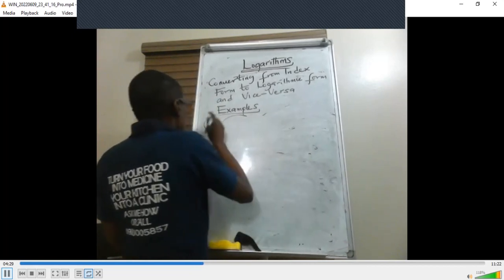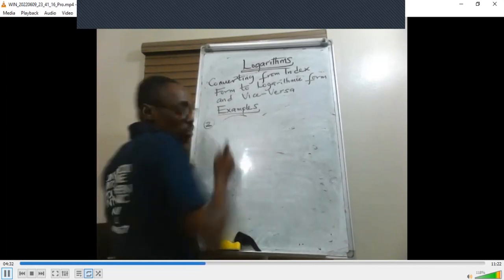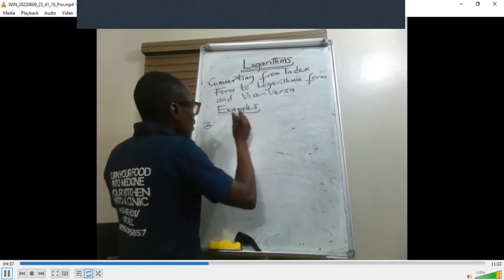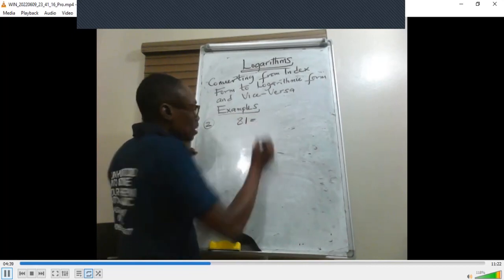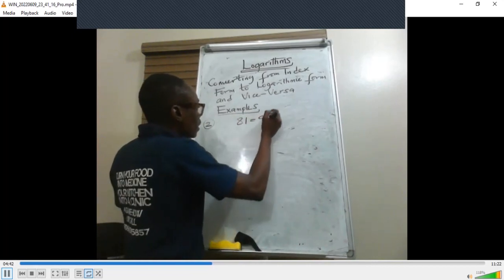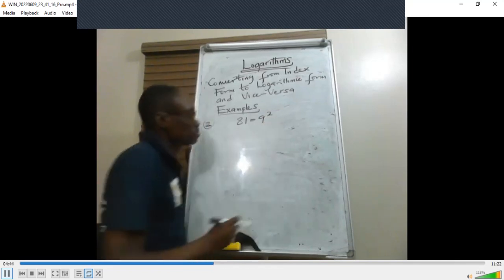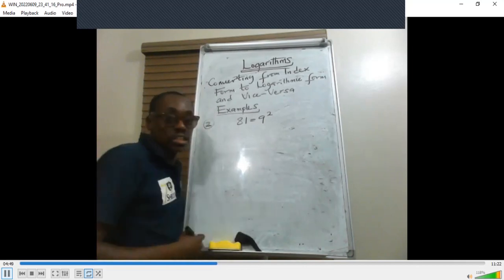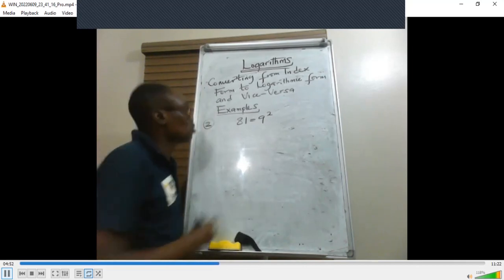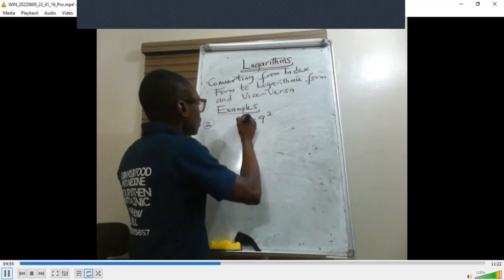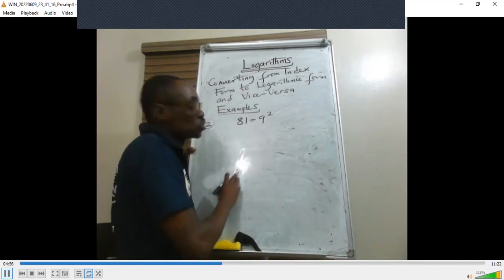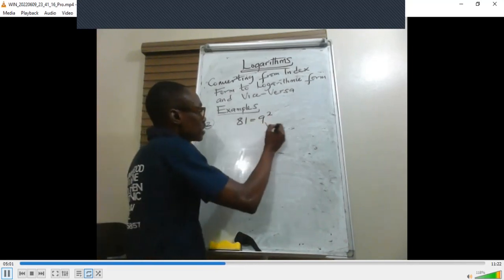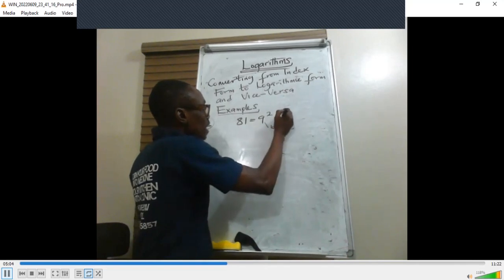So example 2. In example 2, we have 81 equals 9 raised to power 2. We want to convert this to the logarithmic form. This is the base. This is the index.